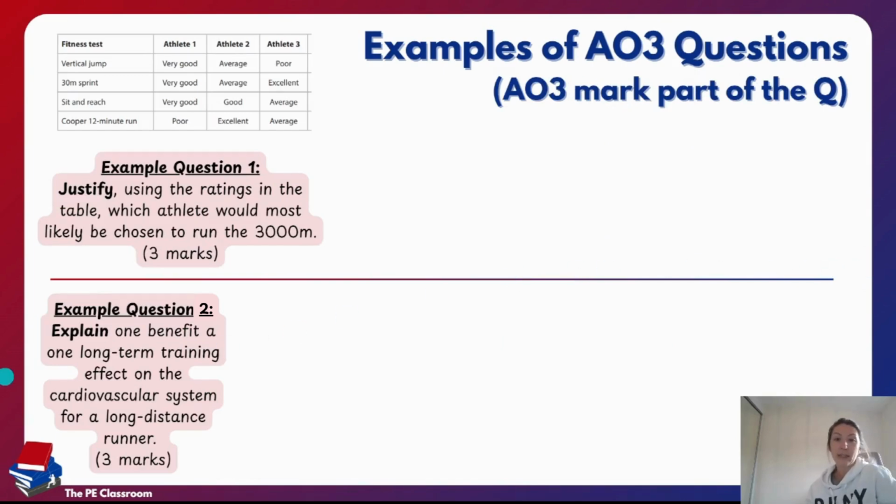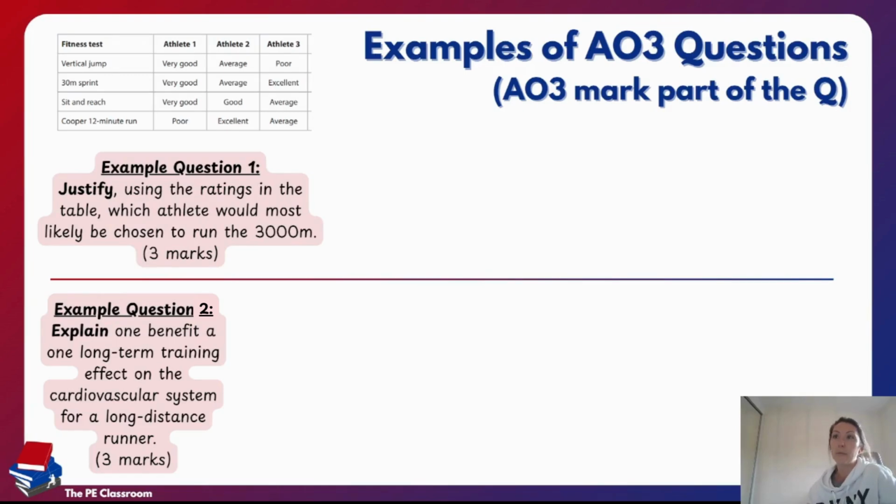Okay, on to the slightly more difficult AO3 types of questions, and so this is where you might get AO3 marks within multiple assessment objectives. So it might be linked with AO1, it might be linked with AO2, but so you've obviously got to do a little bit more to get the marks on this question. So these are obviously the harder questions because you have to demonstrate multiple skills.